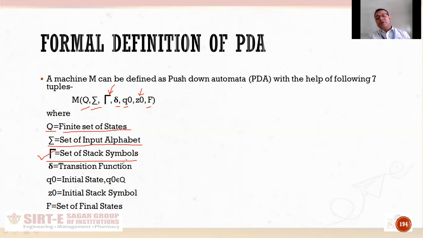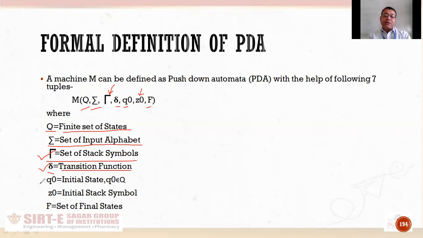Okay. Now, next is the transition function. This transition function, as I told you earlier also, is a function which tells us the pattern of movement in a machine. How exactly the transition function is defined, I'll tell you after a few minutes. But for now, remember that the transition function tells us the pattern of movement in a machine, that how we are going to move from one state to another is described by this del.